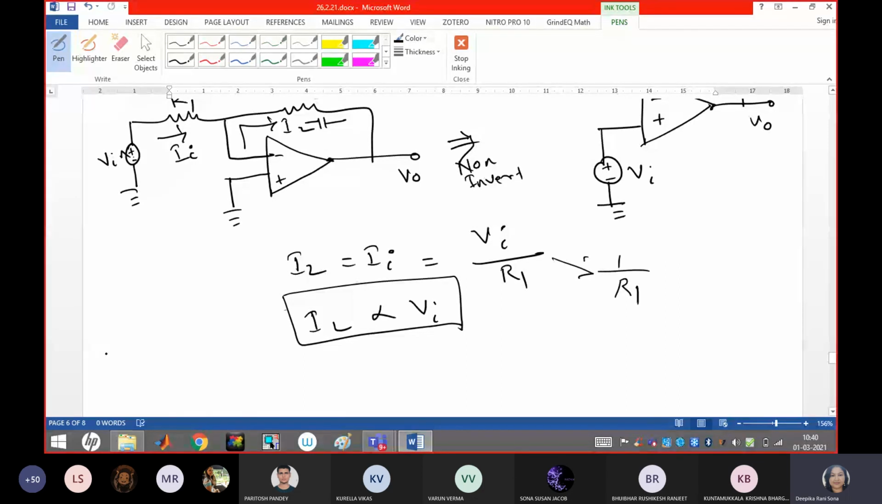Hence the circuit is called a transconductance amplifier. It is also called a voltage controlled current source amplifier. II depends only upon VI and R.